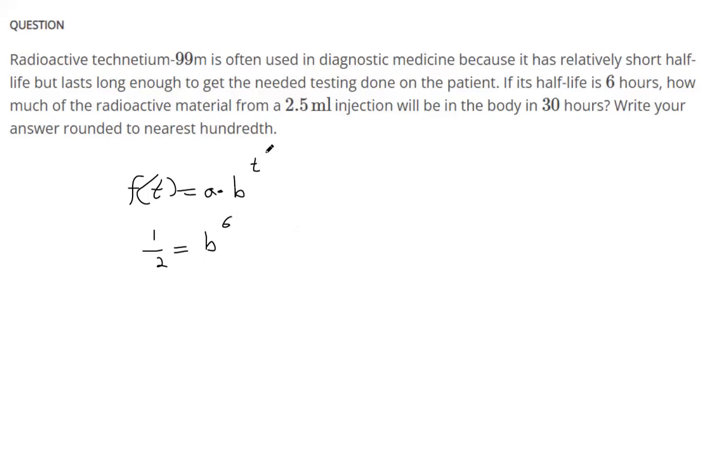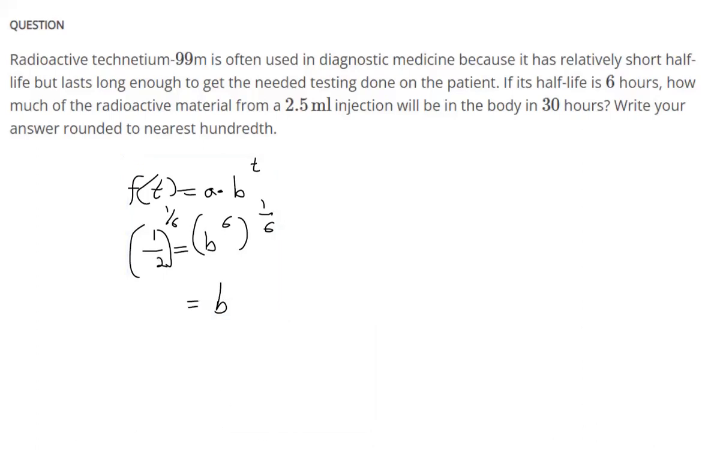So if you plug in 6 hours for t, we're told that half of the original amount is left. And this is something we can use to solve for b. To get b by itself, you have to raise both sides to the 1/6 power, because 1/6 times 6 makes b to the first, like we want.